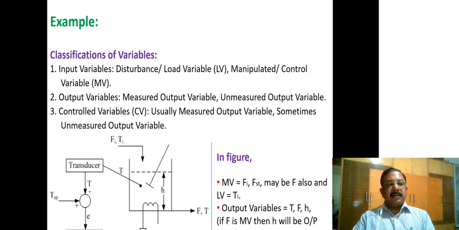There are variables which are associated with the processes. Those variables are classified as input variables. Those are the disturbance or load variable denoted as LV, and the manipulated or control variable denoted as MV. The second variable associated with the process is the output variable. This could be a measured or unmeasured output variable. The third variable is the controlled variable. This is denoted as CV. It is usually a measured output variable or sometimes an unmeasured output variable.